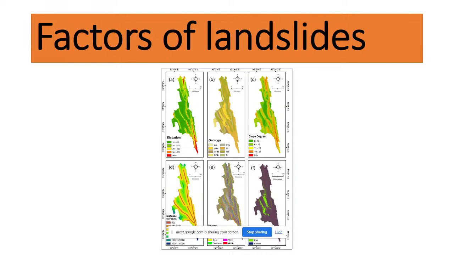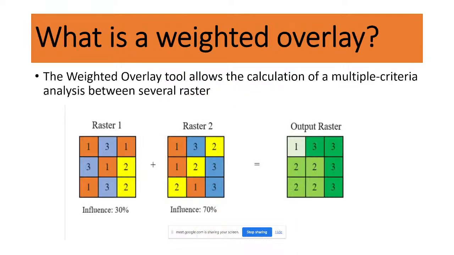When you want to know that, we can easily apply the weighted overlay algorithm. Basically, the weighted overlay algorithm is a tool that allows the calculation of multiple criteria analysis between several rasters. Suppose this is raster 1 and raster 2, you can see, and we define here 30% influence for raster 1 and 70% influence for raster 2. After that we get the output raster that looks like that.